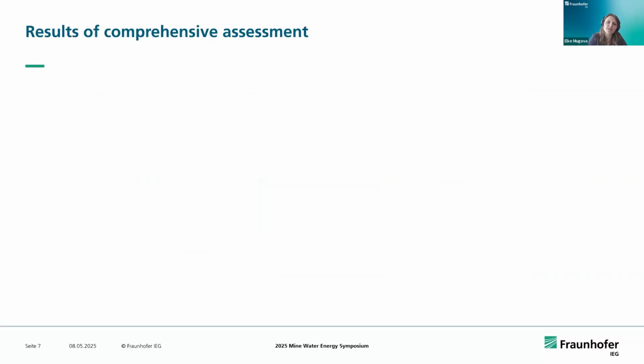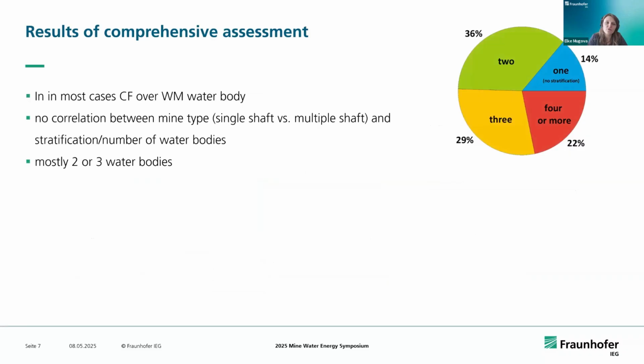So what are the results of the comprehensive assessment? First of all, in really almost every flooded underground mine, there is stratification. And in most cases, the cold freshwater body is above the warm mineralized water body. There's no correlation between the mine type, so let's say single shaft mine or multiple shaft mine, and the stratification or the number of water bodies. And usually we have 2 or 3 water bodies. You see this in the diagram on the right side.